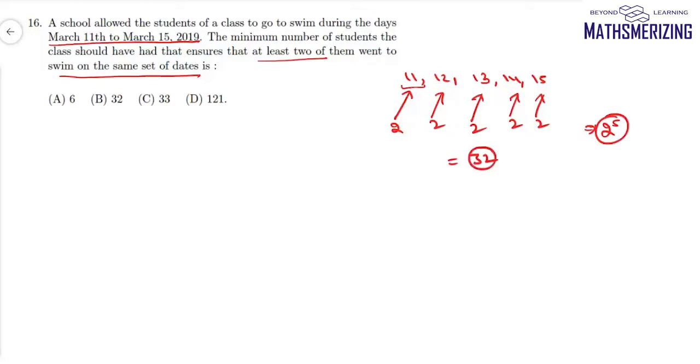If we have 32 students in a school, then each student may have a distinct set of dates for which he or she can go for swimming. So the minimum number of students that the class should have to ensure that at least 2 of them went to swim on the same set of dates is 33. So the school should have at least 33 students.